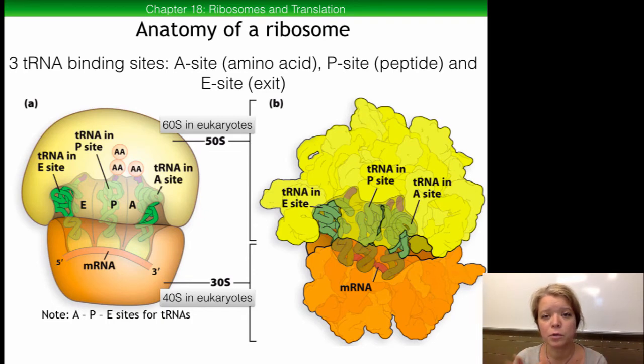So let's look a little bit more at the ribosome. As I said, ribosome is the catalyst of the polypeptide bond that allows for the creation of the polypeptide chain. There are 3 important binding sites for tRNAs inside the ribosome, and there's also a binding site for the template mRNA inside the smaller ribosomal subunit.